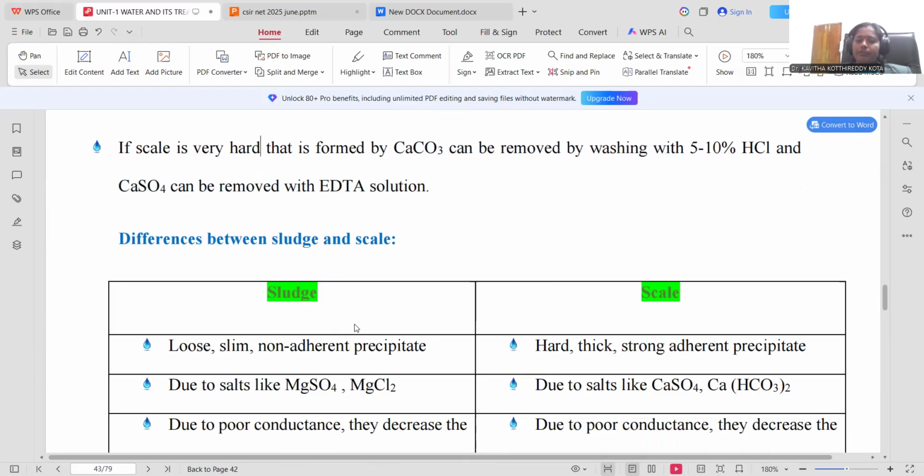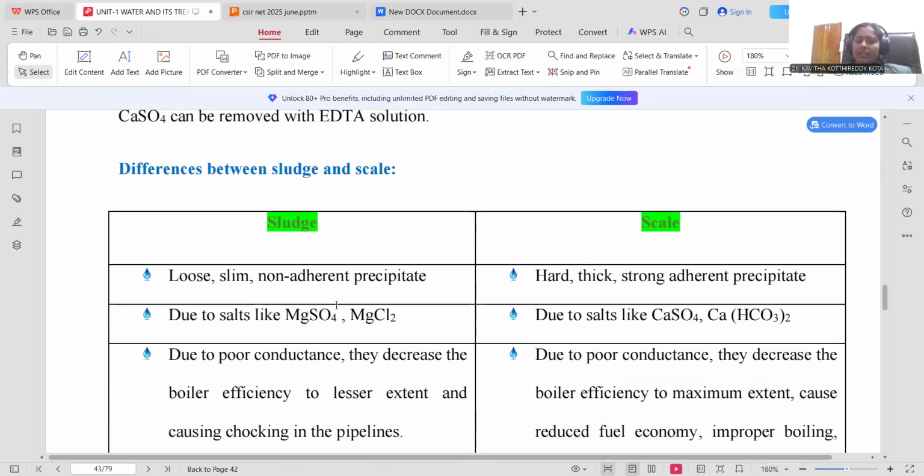Now it is time to compare sludges and scales. Sludges are defined as loosely bound, non-adherent precipitates, very slimy in nature. In case of scales, they are very hard in nature with thickness, and are strongly adherent precipitates on the boiler surface. Sludges are mainly generated due to magnesium sulfate and magnesium chloride. Magnesium salts induce loosely bound sludges. In case of scales, calcium sulfate and calcium bicarbonate are the causes for the scale formation.